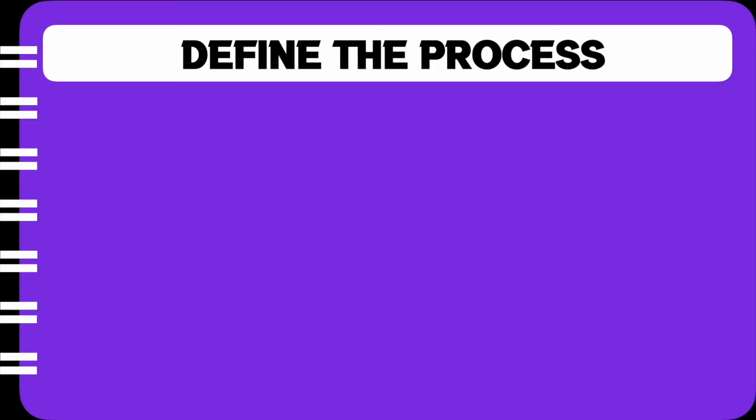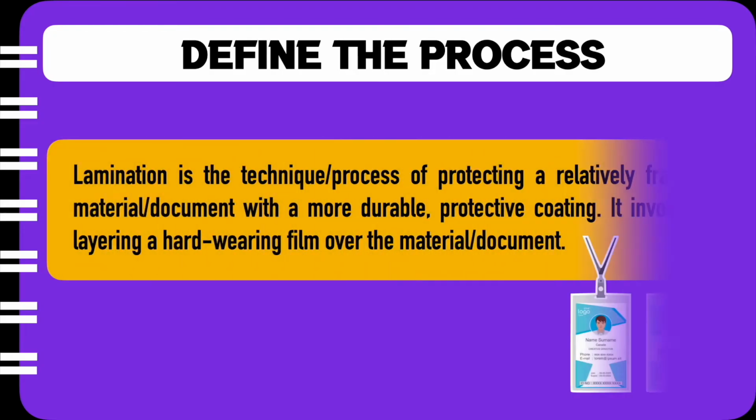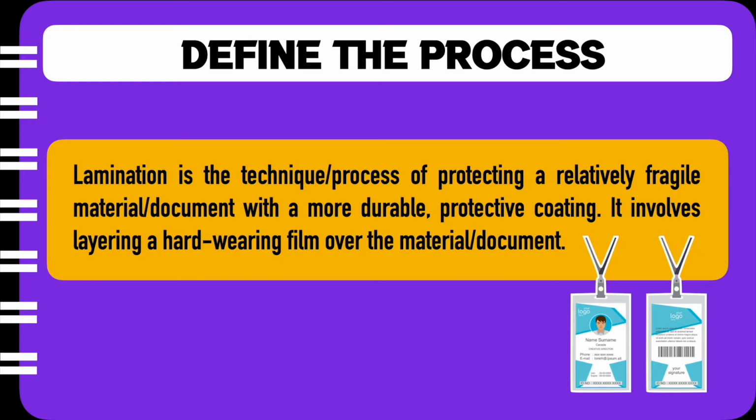So let us take an example and define a process. In this case, I have taken the process of lamination as an example. So lamination is the technique or process of protecting a relatively fragile material or document with a more durable protective coating. It involves layering a hard-wearing film over the material or document.